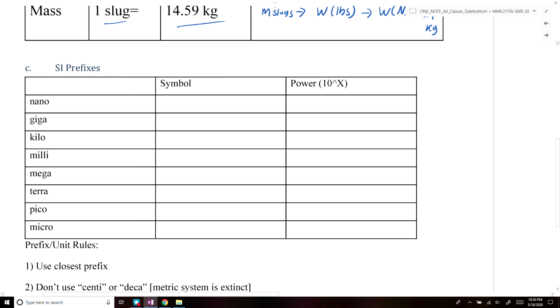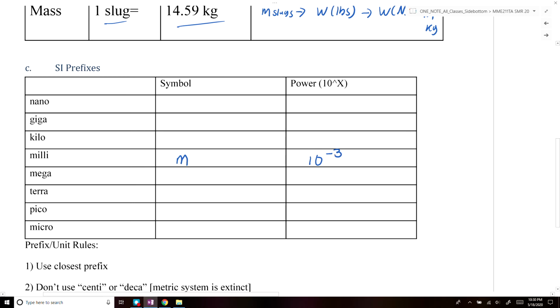So you need to know what is the symbol that goes in front of it and the power of 10 that it goes to. Okay. So for example, I'll do 1 just to get it started. If you look at a milli, so for example a millimeter, you would use the symbol lowercase m, and it would be the same as 10 to the minus 3.